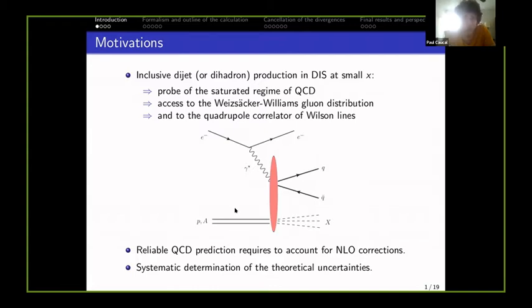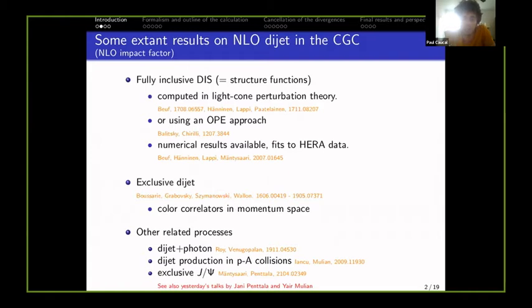All right, now let me give you an overview of some extant results on NLO dijets in the CGC, especially focusing on the computation of the impact factor. For fully inclusive DIS, there have been a lot of works in this direction. It has been computed in light-cone perturbation theory by Beuf, and by Hänninen, Lappi, and Paatelainen in these papers. Also using a different approach by Balitsky and Chirilli, and there are also numerical results available and fits to HERA data in these papers. In the exclusive dijet case, there is the work by Caucal, Salazar, Schenke, and Venugopalan. In this work, the color correlators are treated in momentum space. In what I'm going to present, everything is in coordinate space, so the color correlators.